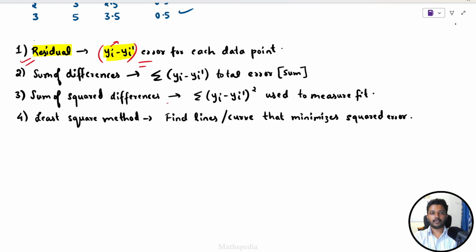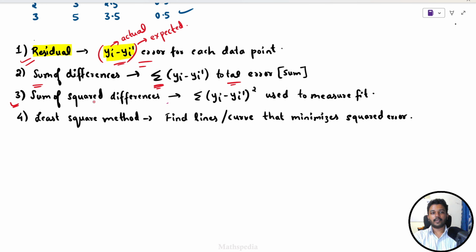Now yi is the actual data point given in the question. Yi dash is the expected or predicted one, which you are going to predict so that you will be getting the best fit, or the curve which is closest to the data points given. The second one is the sum of differences. After finding the residual, the error between the actual and expected, we are going to take the sum of that, the summation. So the sum of differences gives the total error.